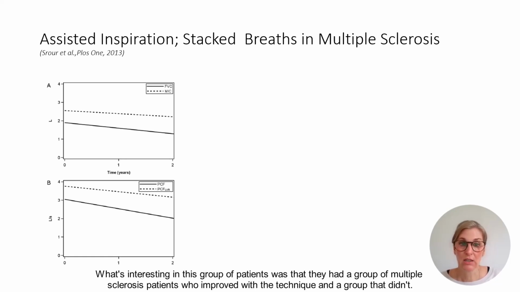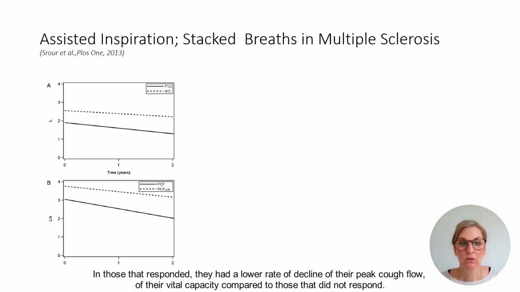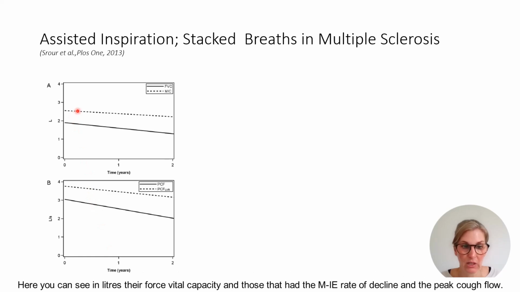What's interesting in this group of patients was that they had a group of multiple sclerosis patients who improved with the technique and a group that didn't. In those that responded, they had a lower rate of decline of their peak cough flow and of their vital capacity compared to those that did not respond. So here you can see in litres their forced vital capacity and those that had the mechanical insufflation exhalation rate of decline and the peak cough flow.